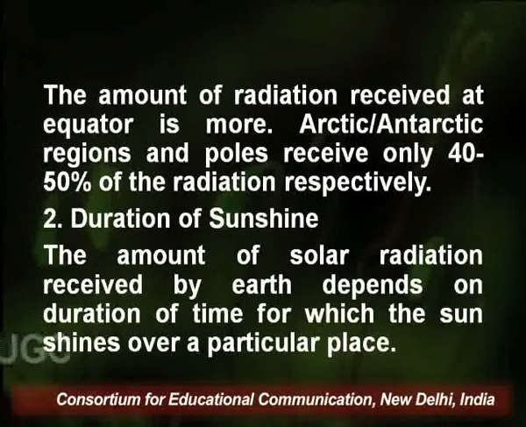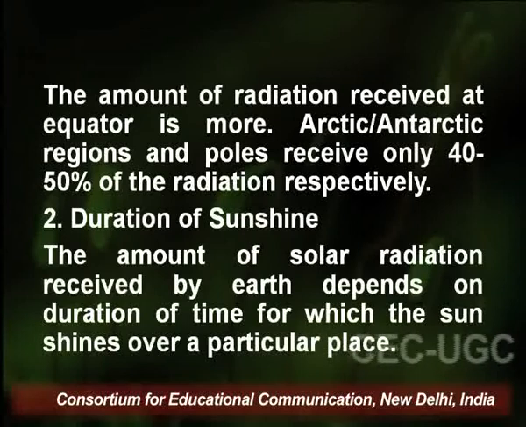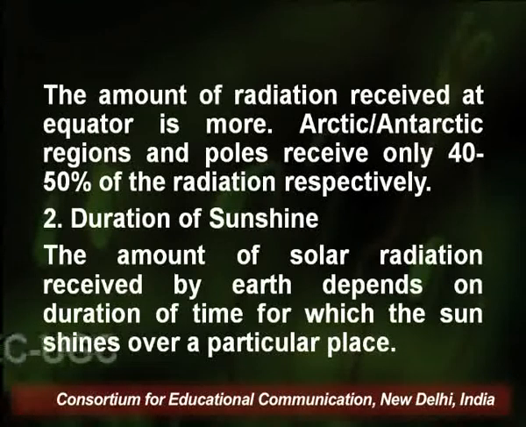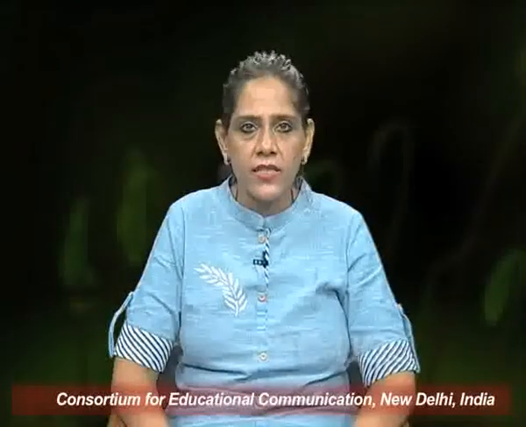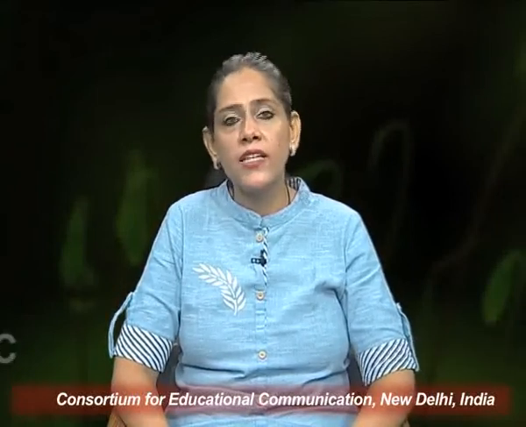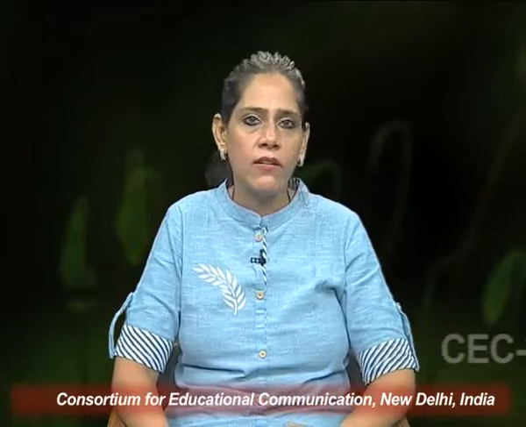Now moving on to the duration of sunshine. This is the second factor. The amount of solar radiation received by the Earth depends upon the duration of time for which the sun shines over a particular place. At the equator, the duration of sunshine is 12 hours throughout the year. Hence, the amount of radiation received is more compared to other places on the Earth.